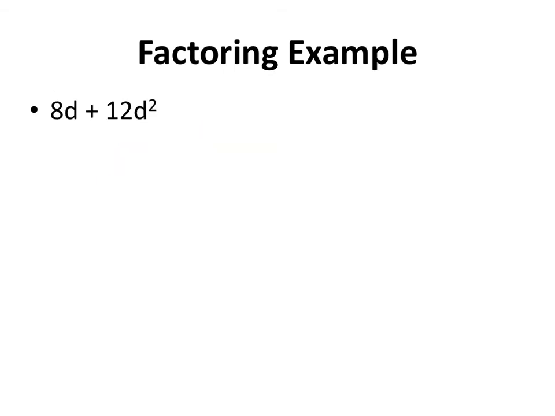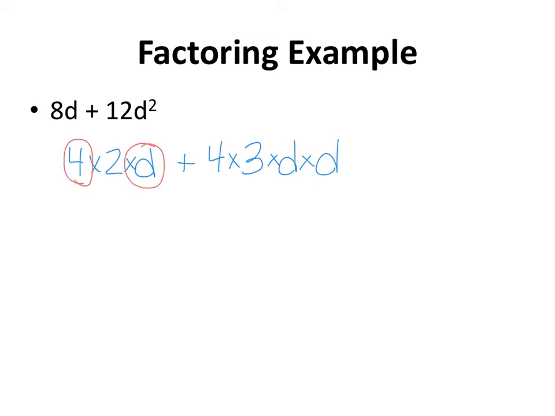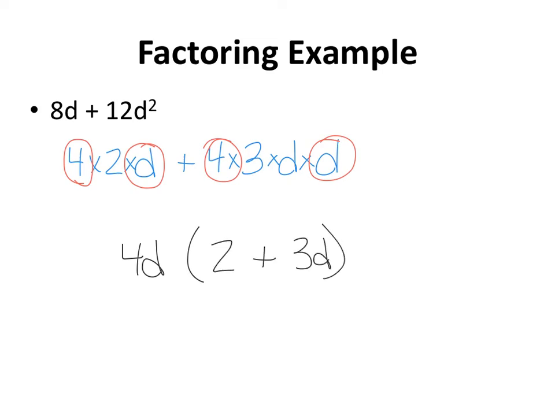In this second example, we can think of 8d as 4 multiplied by 2 multiplied by d, plus 12d squared, 4 multiplied by 3 multiplied by d multiplied by d. Looking for the common factors, each term involves multiplying by 4 and multiplying by d. So we will factor out 4d and the leftover pieces 2 plus 3d. Now this is a good time to point out, this work is helpful to write down at first, but it would be totally acceptable to simply write down your factored form on a quiz or a test.